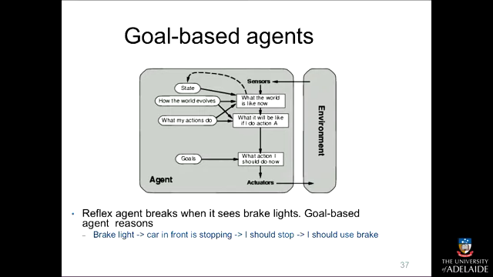A reflex agent is always going to brake when it sees some brake lights, whereas a goal-based agent is going to reason: there's a brake light in front of me, the car in front is stopping, I should probably stop, I should probably use the brake. But there may be other actions, because it may be that the car braking in front is braking because it's about to turn left. And the goal-based agent knows that it wants to carry straight on, so perhaps it doesn't have to take this reflex action immediately. It can reason about what the consequences of its action might be.